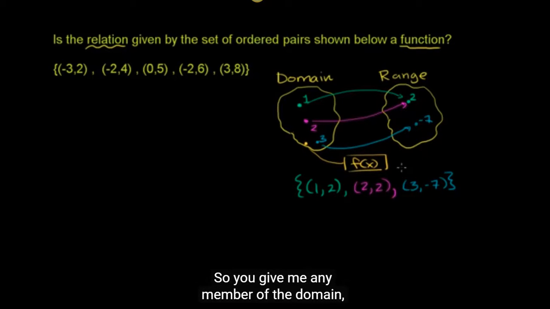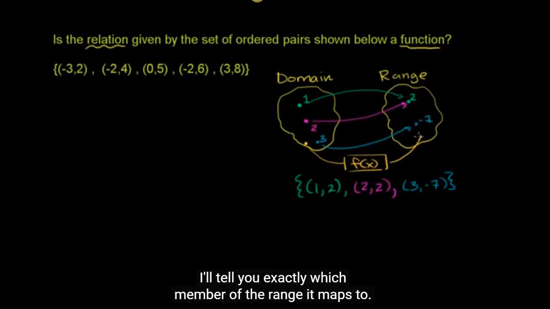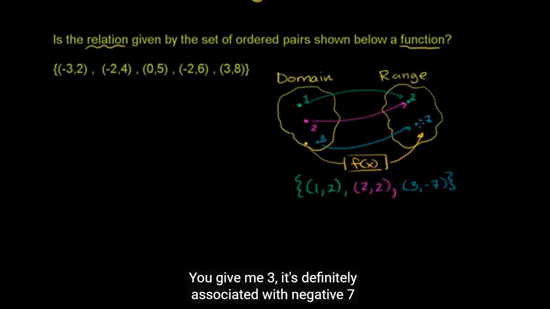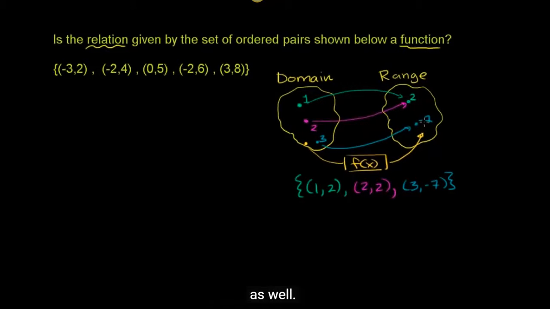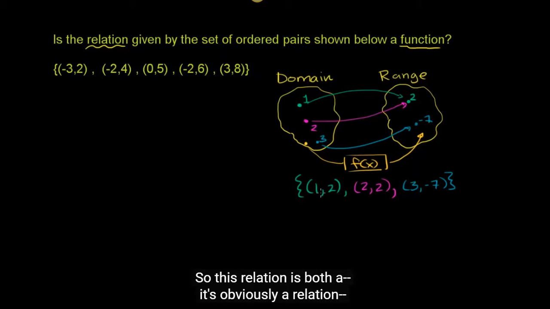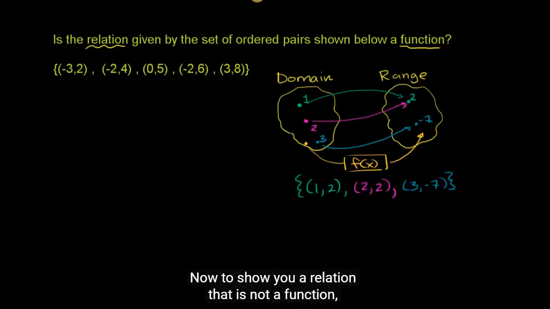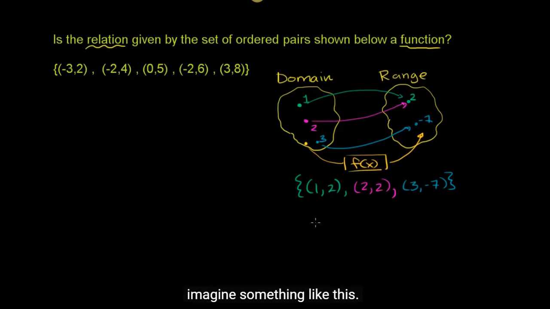So you give me any member of the domain, I'll tell you exactly which member of the range it maps to. You give me 1, I say it definitely maps to 2. You give me 2, it definitely maps to 2 as well. You give me 3, it's definitely associated with negative 7 as well. So this relation is obviously a relation, but it is also a function. Now to show you a relation that is not a function, imagine something like this.